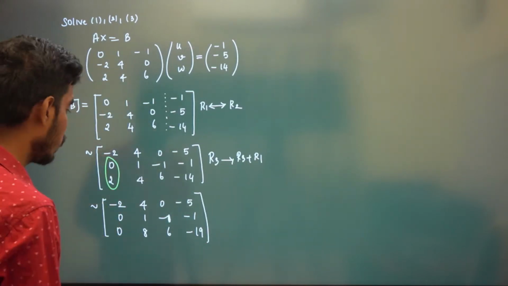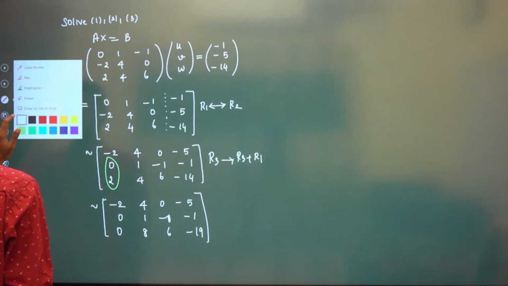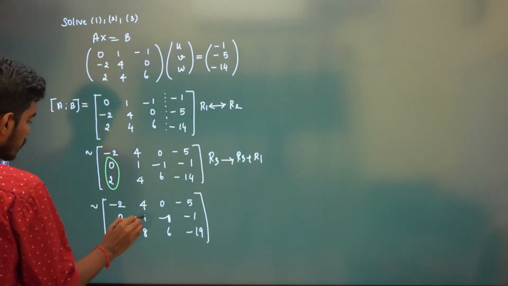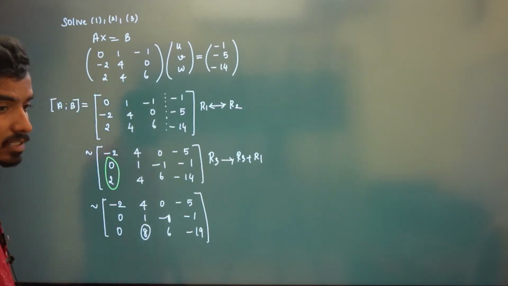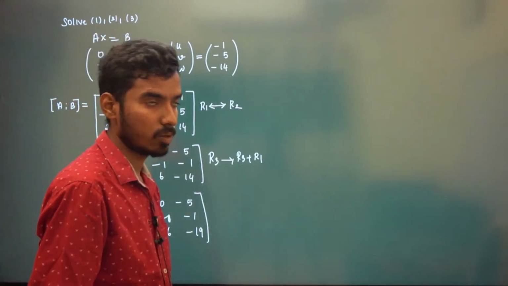Yes. Now go for second row. Second row, first non-zero element is 1. Below that everything has to be 0. But here it is not 0. Then only we say it is in echelon form.